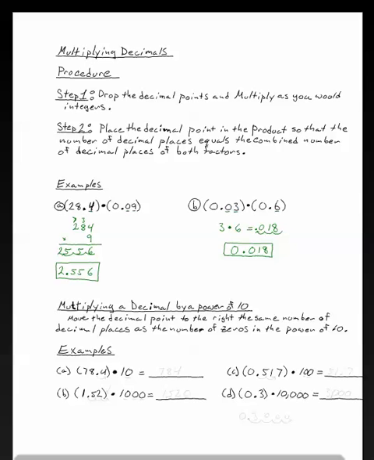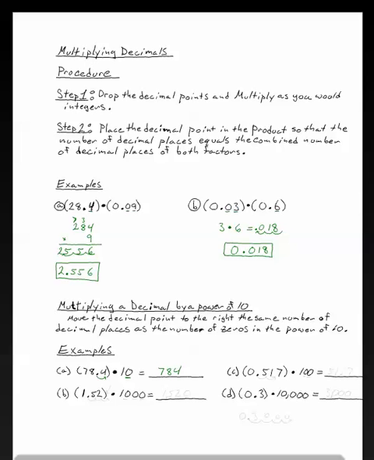Multiplying a decimal by a power of 10. This just requires us to move the decimal point to the right. So to multiply a decimal by a power of 10, move the decimal point to the right the same number of decimal places as the number of zeros in the power of 10. So in example A, it's 78.4 times 10. There's 1 zero in the power of 10, so we're going to move our decimal 1 place to the right. That would give us 784.